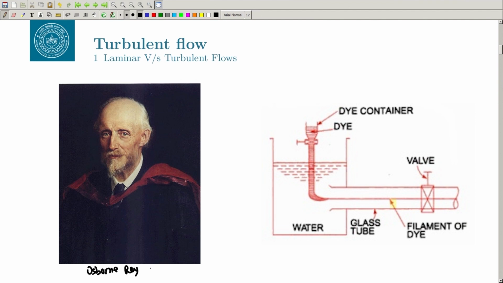Okay. So, the Reynolds number is behind this person. What he did, he designed a very intelligent experiment, and you can see the setup of the experiment on the right hand side here, right. He took a water tank and connected a glass tube to that, right.